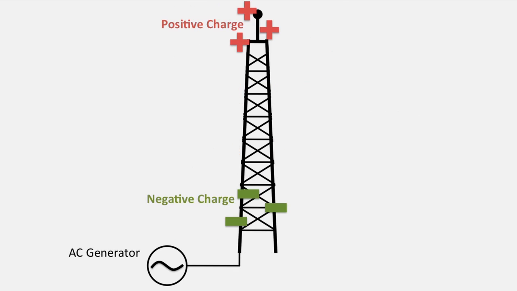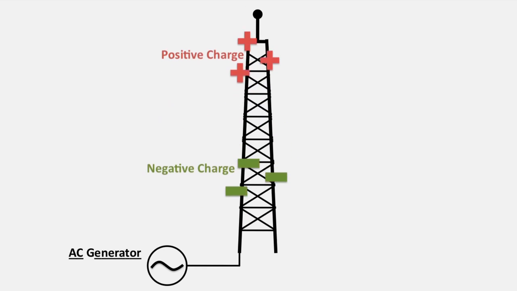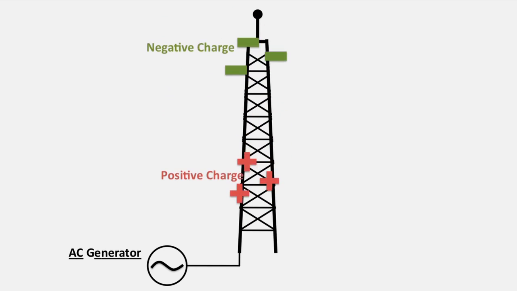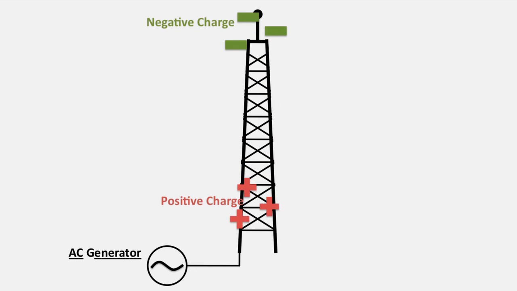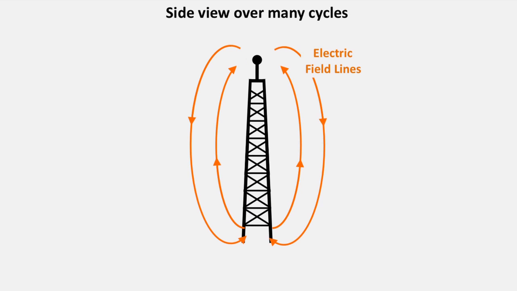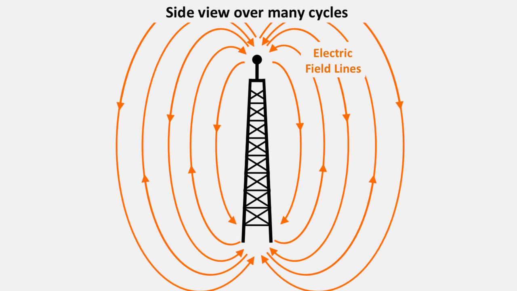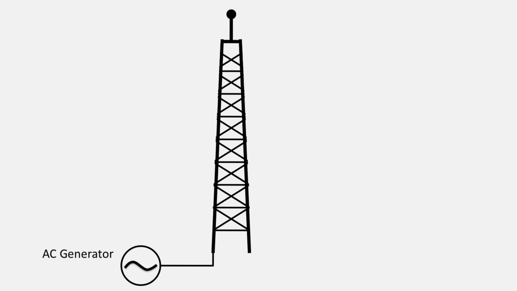In addition, because this is an AC power source, our positive and negative charges will constantly be shifting from one end of the tower to the other. After many cycles of this, we will end up with an electric field radiating outward from the tower. That field changes direction every half cycle. Let's look at the tower again in a different way.